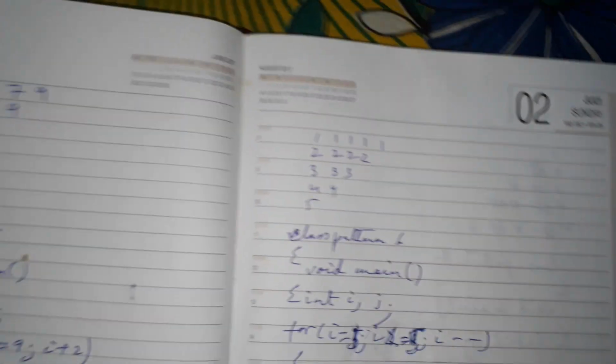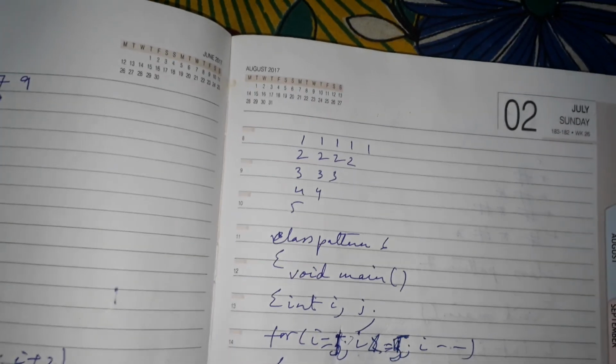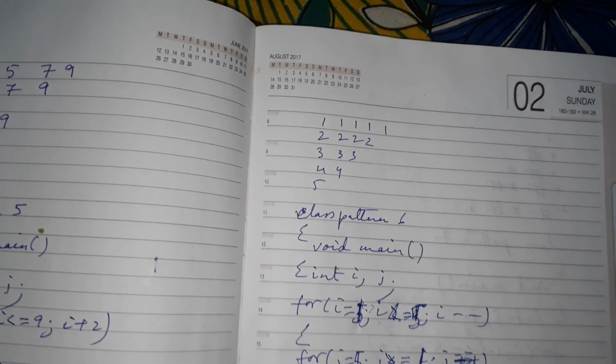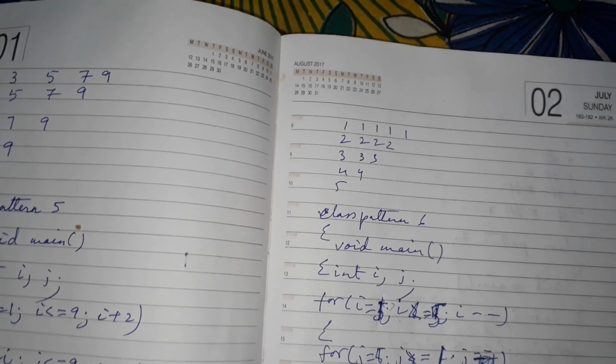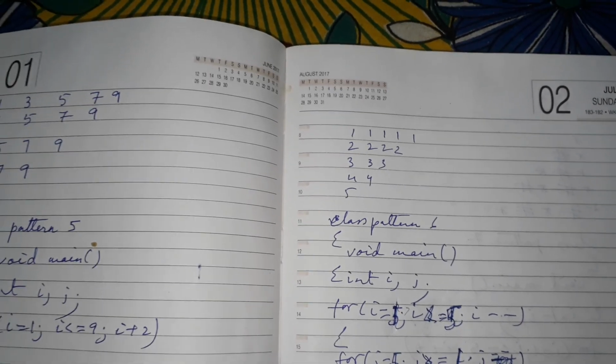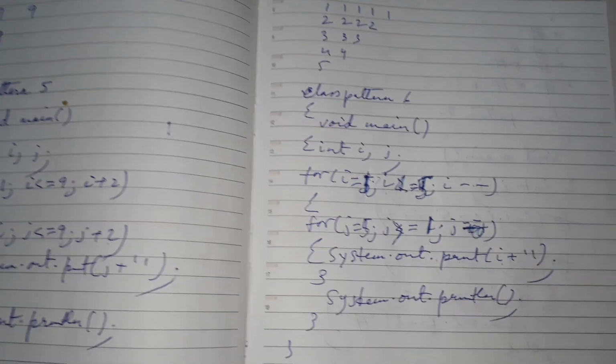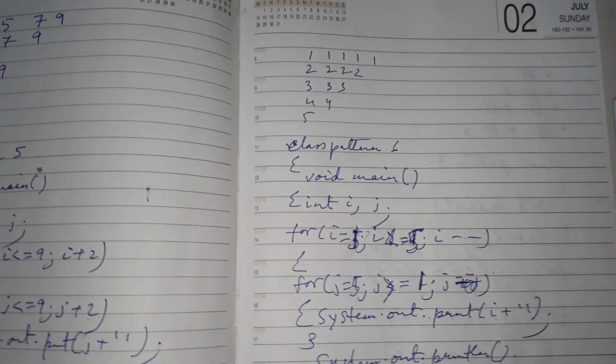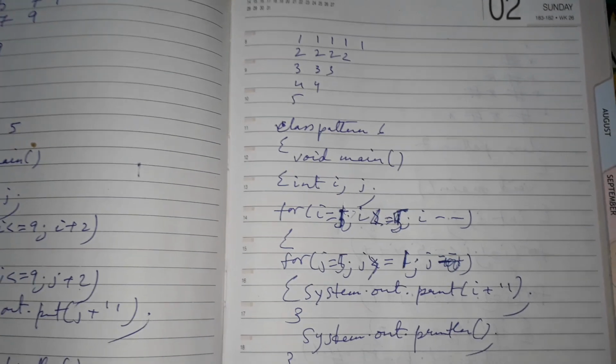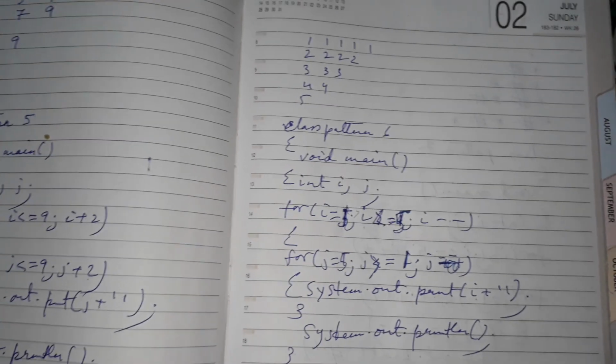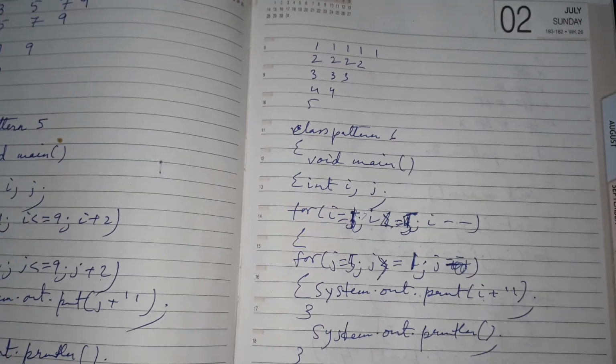Next, let us come to this. Here you see little different. 1 is printed 5 times, 2 is printed 4 times, 3 is printed 3 times, 4 2 times, 5 1 time. Over here you are arranging I loop as 1 to 5 and J loop as 5 to 1, because first time 1 has to be printed 5 times.